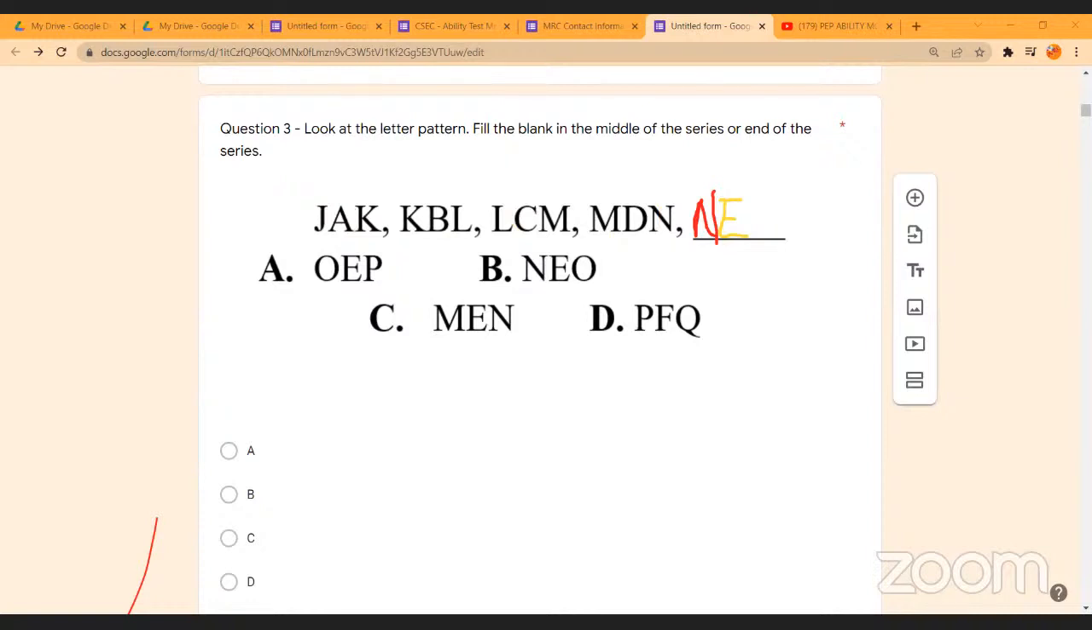What do you see happening with the last letter? That's also going in alphabetical order, miss. So that means the next one will be O, right? So we say K, L, M, N, O. So what is our answer? Answer is B, Neo. Wonderful. You even called the word. Well done.